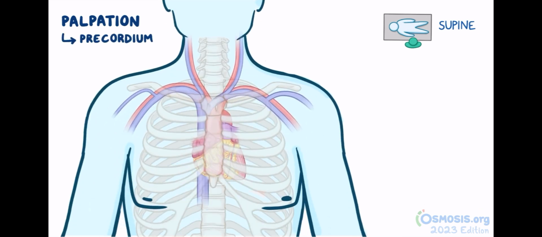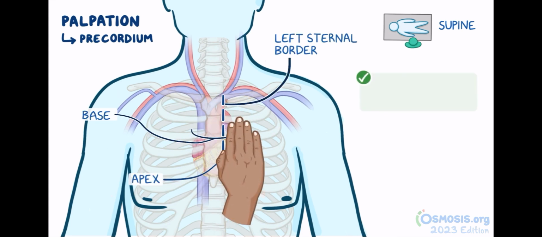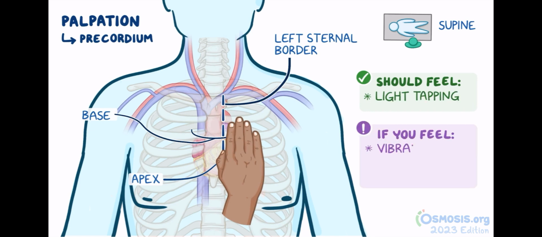Then, with your client in a supine position, palpate your client's precordium, which is the area of the chest that lies in front of the heart. Place the palm of your hand on the base of the heart, at the left sternal border, and then at the apex of the heart. Normally, you should feel a light tapping. If you feel a thrill, which is a vibration that's transmitted from the heart through the chest wall, this might mean there is turbulent blood flow moving through the chambers of the heart, which can occur with damage to the heart valves.